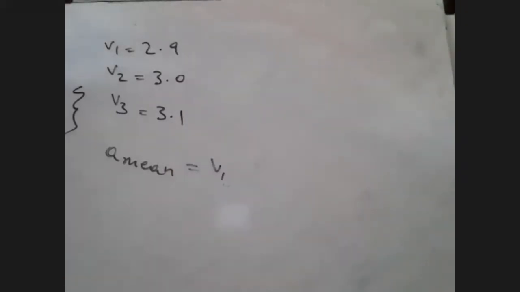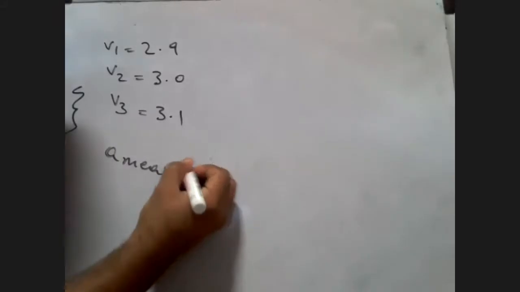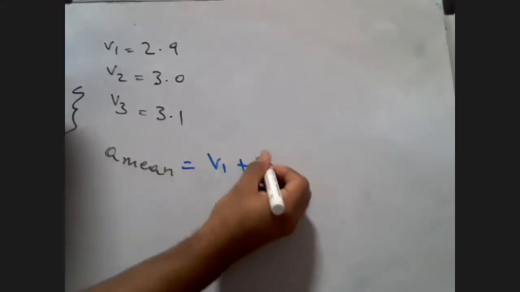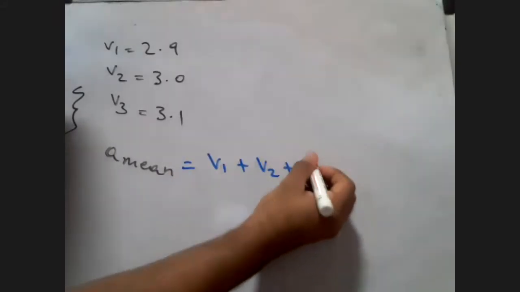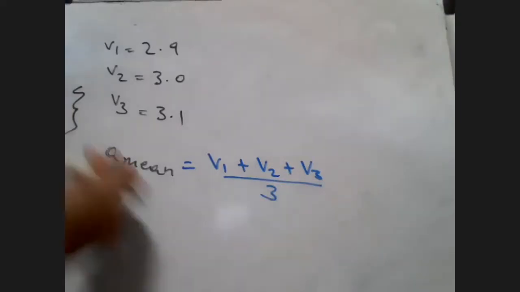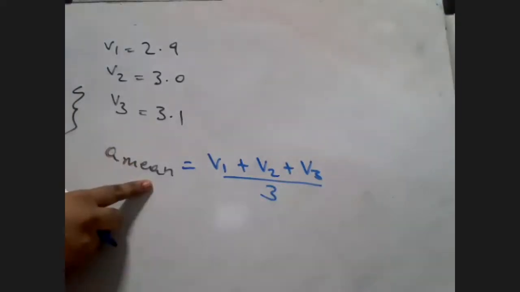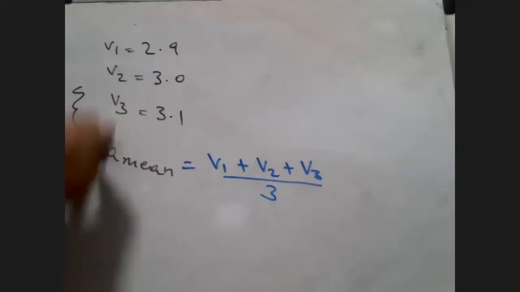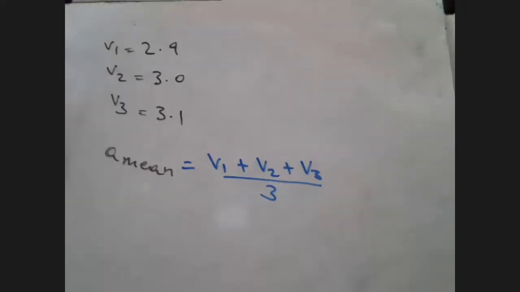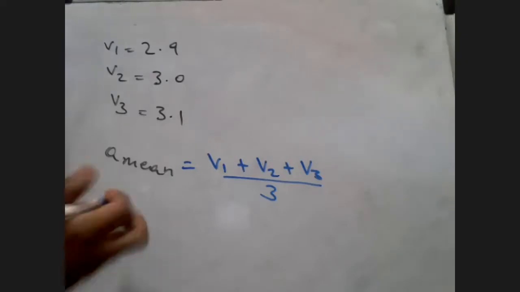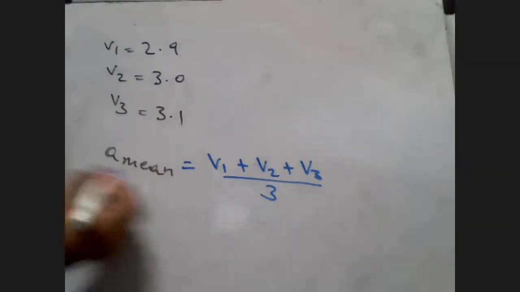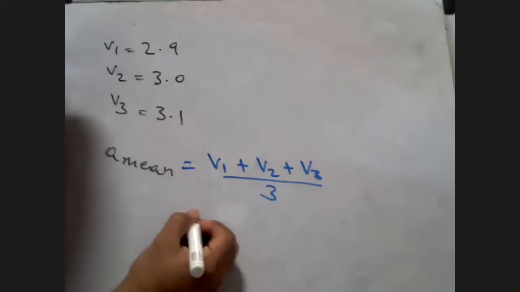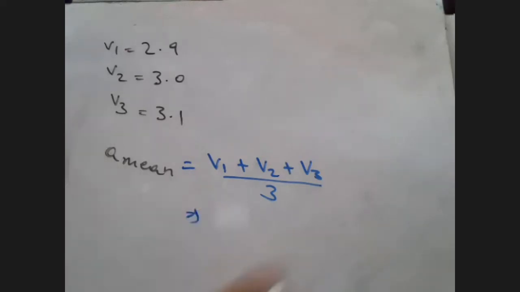Sir, are these examples of absolute error? No, it's mean. A mean, most probable value. Most probable value, that you can write down as the topic. So most probable value is also known as A mean, the mean value. So it is going to be V1 plus V2 plus V3 by 3, where 3 is n, the number of measurements.